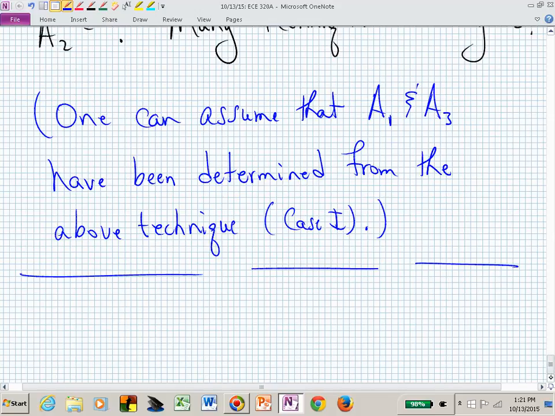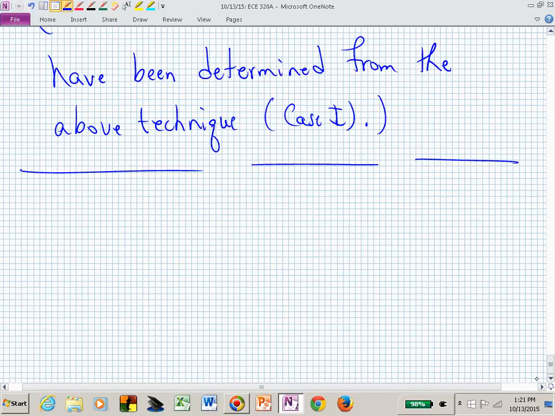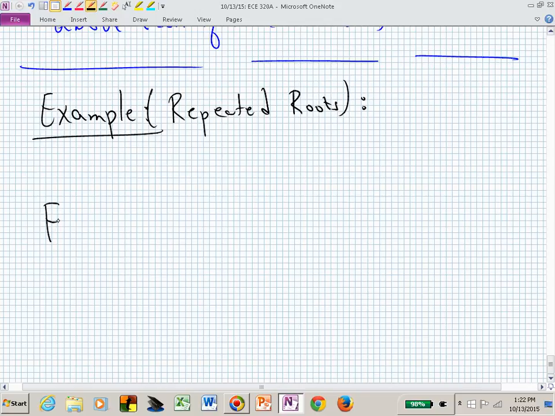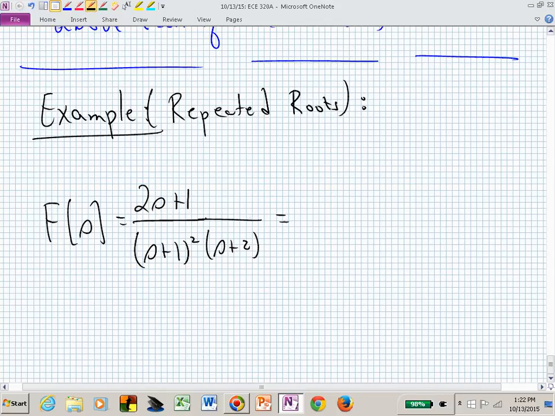Now, before we go through finding A2, let me just say what we are expecting to do once we have found A1, A2, and A3. So this is an example with repeated roots. Suppose that I now have found capital F of s, which was, let's say, 2s plus 1 over s plus 1 squared times s plus 2. What's the partial fraction expansion look like in terms of unknown coefficients on the right? What's the structure?